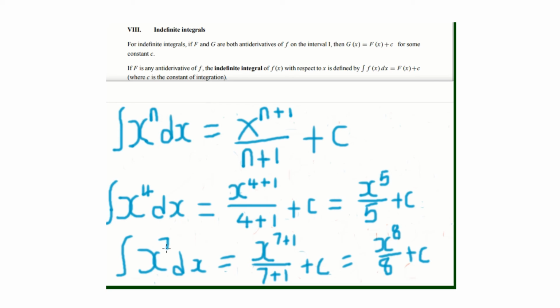It doesn't matter what number we have on the power, or what number n is. Whichever the value may be, we copy it as it is here and add 1 to it, and then from there we will find the answer.